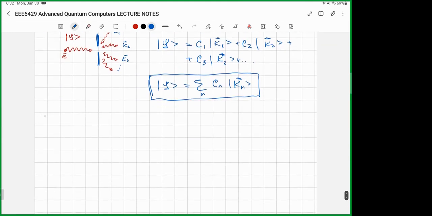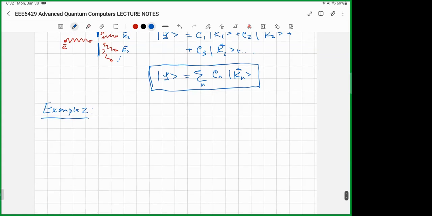Very good. Let's discuss another example. Example 2. Something more related to us. So let's call this a two-level system. Two-level system. Usually we denote it by TLS. TLS, two-level system, aka qubit.